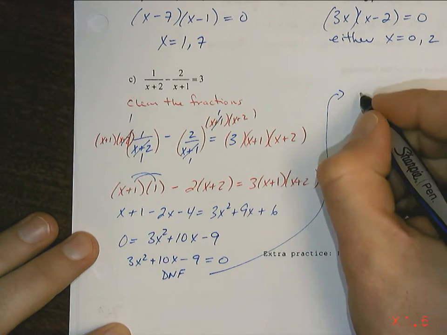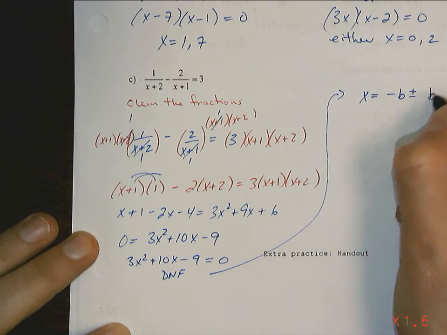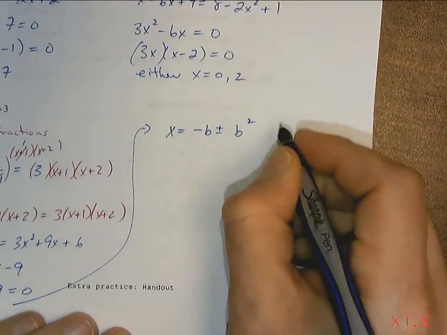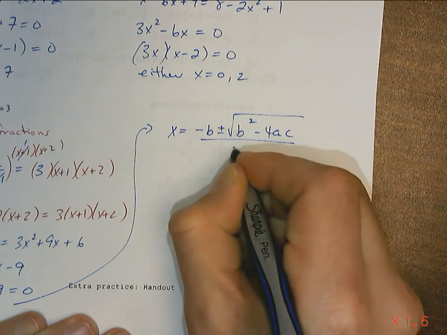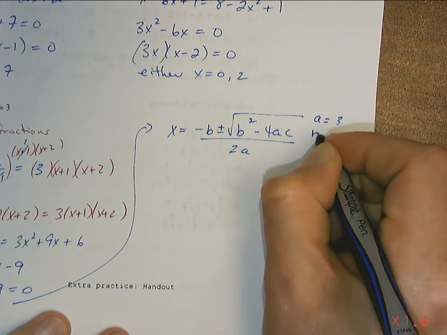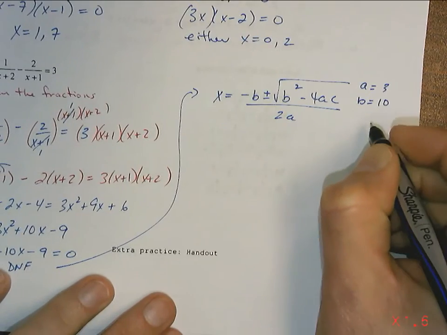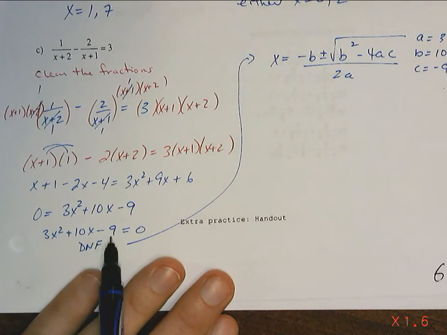So using the quadratic formula, x is going to equal minus b plus or minus the square root of b squared minus 4ac, all over top of 2a. In this case, a is equal to 3, b is equal to 10, and c is equal to negative 9. They came from here. Let's come out a little bit so you can see better.